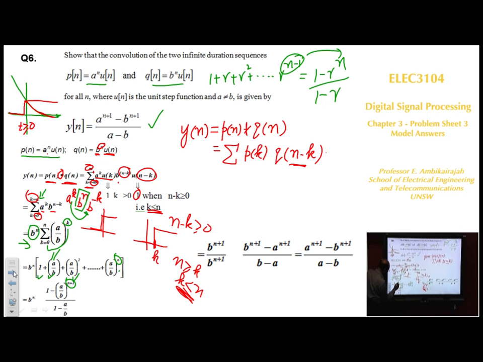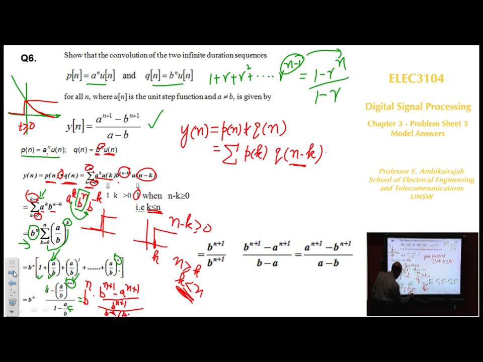1 minus r, where a over b is the common ratio. 1 minus (a over b) to the power n plus 1, over 1 minus r, which is 1 minus a over b. So that's your answer. Now you need to simplify this. When you simplify this, what will happen? This will be equal to b to the n, it's already there, times the common denominator, b^(n+1) minus a^(n+1) divided by b^(n+1). That's on the top. On the bottom, it will be (b minus a) divided by b.